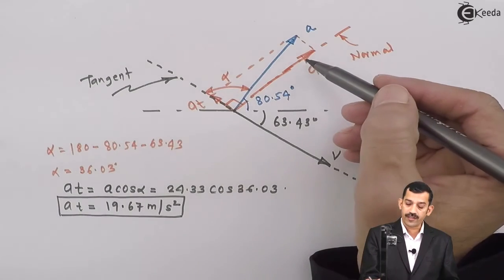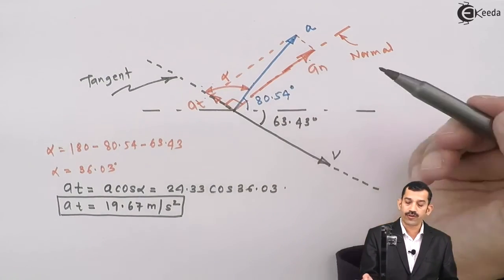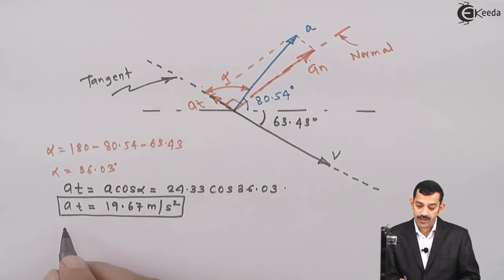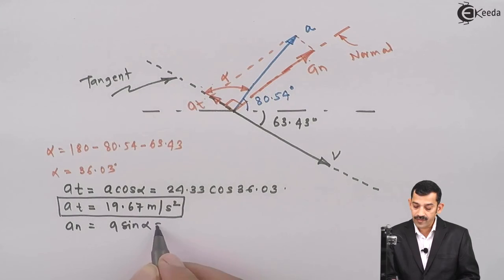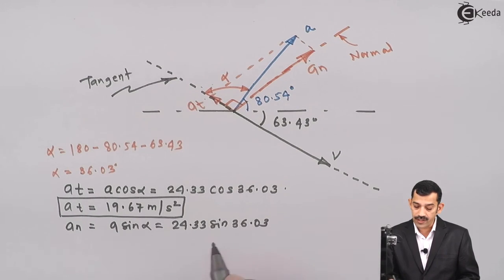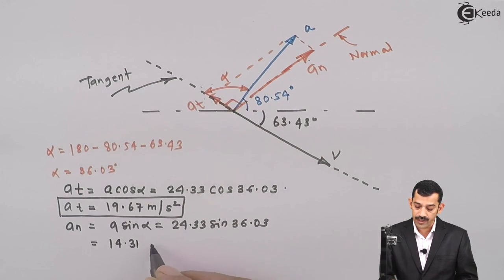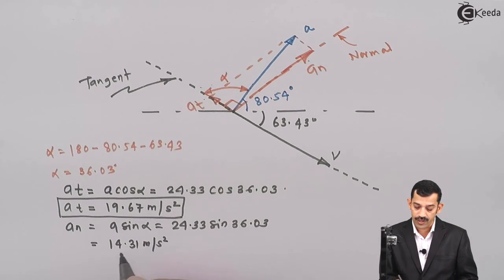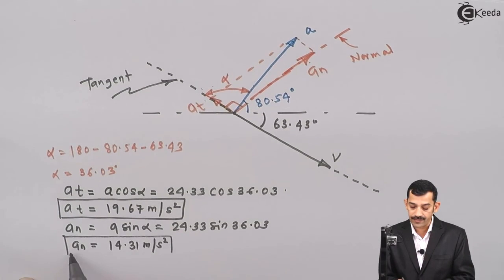For normal component of acceleration, we resolve. Now this angle is with tangent, AT is cos, the other component becomes sine. That means AN equals A sine alpha, that means 24.33 sine of 36.03. Therefore, AN, the normal component of acceleration, if you calculate, comes out to be 14.31 meters per second square.